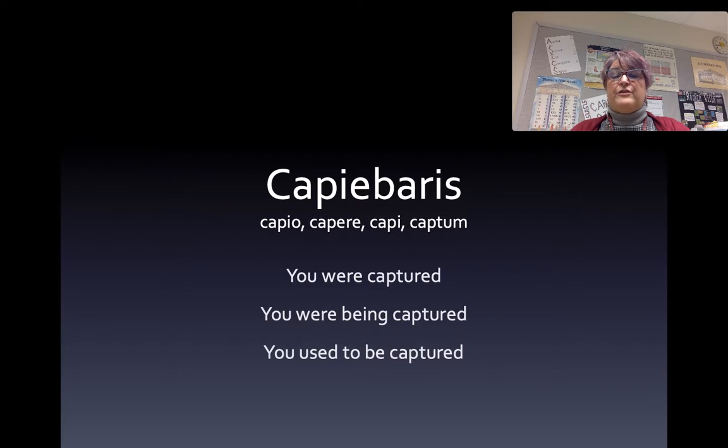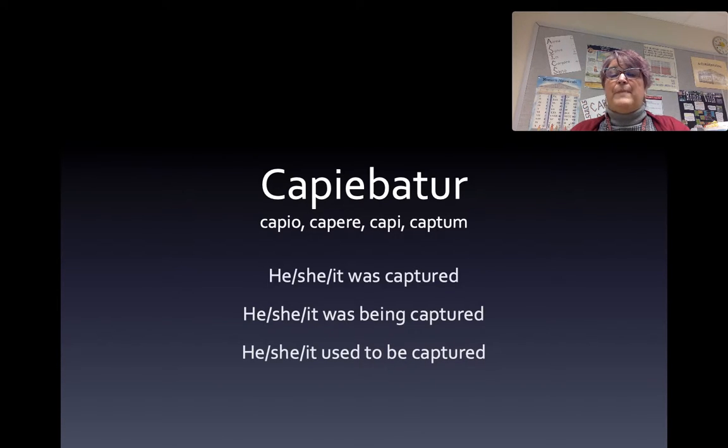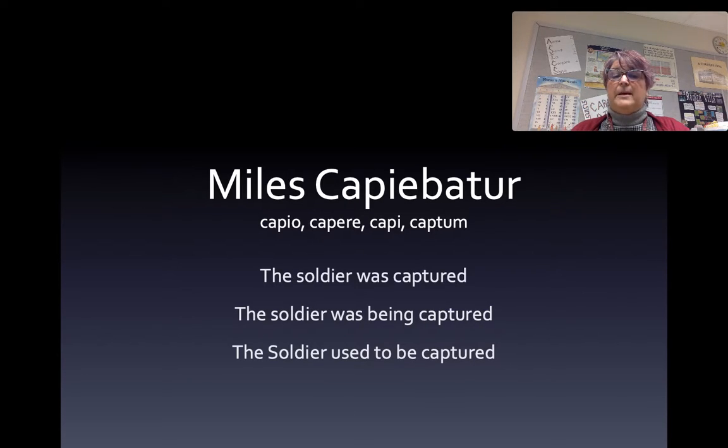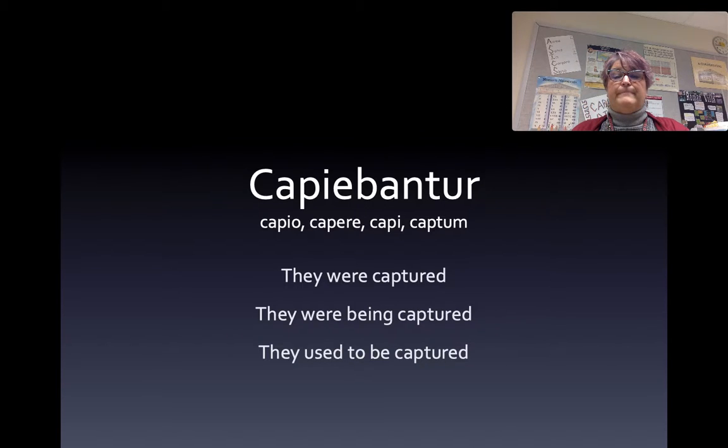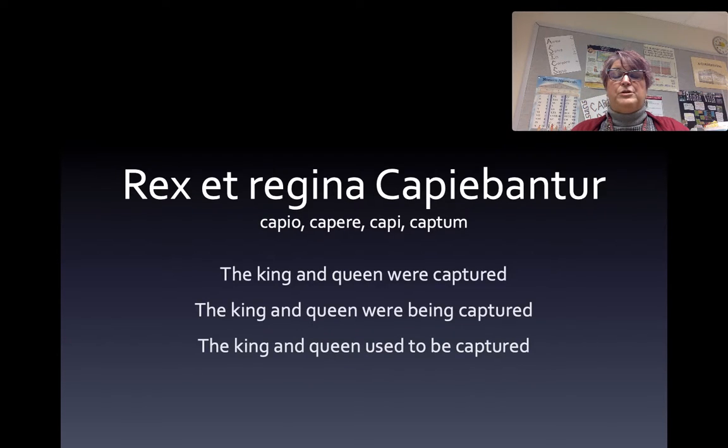Here I have a third IO verb. I know it's third IO because of the IO here, which means I now have I and E as my connecting vowels. So capiebaris, meaning you were captured or you used to be captured. Capiebatur, he, she, or it was captured. And then this is what it would look like if a subject were given instead of relying on the ending as the subject. The soldier was being captured. Capiebantur, in the third person plural, they were captured. And then of course you can use the king and the queen were captured.